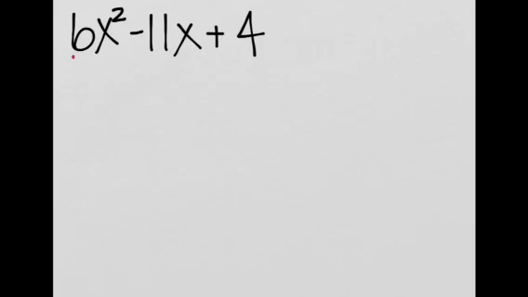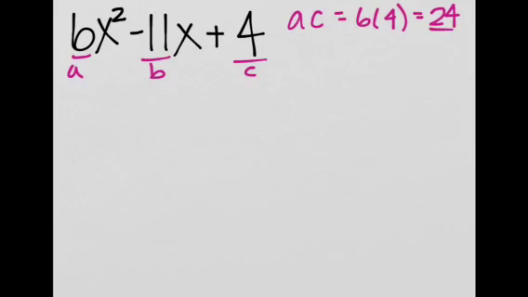So let's identify our A, our B, and our C. AC here is going to be 6 times 4, giving us a 24 again. I did not do that on purpose, but there it is. 24 for all three problems.